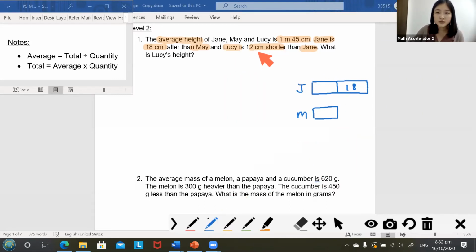Right, and Lucy is 12 cm shorter than Jane, right? In this case, it's shorter. So now we are comparing Lucy and Jane. So let's draw Lucy at the top here, comparing to Jane. 12 cm shorter. So 12 here.